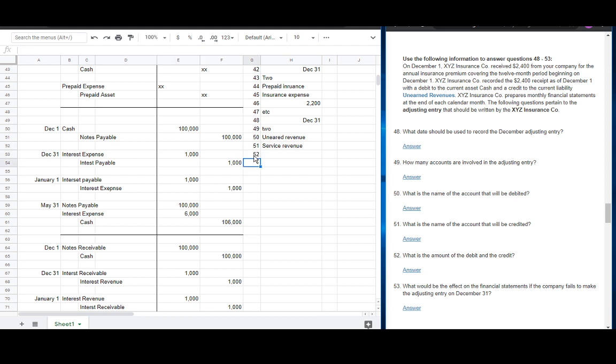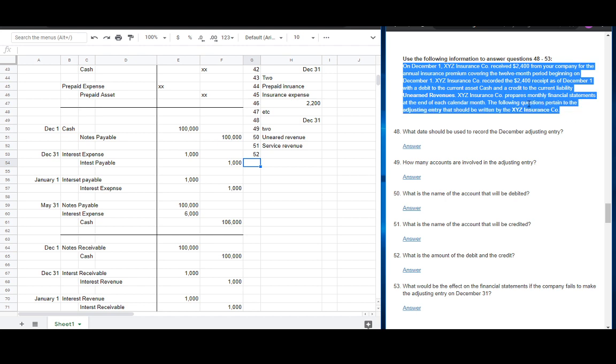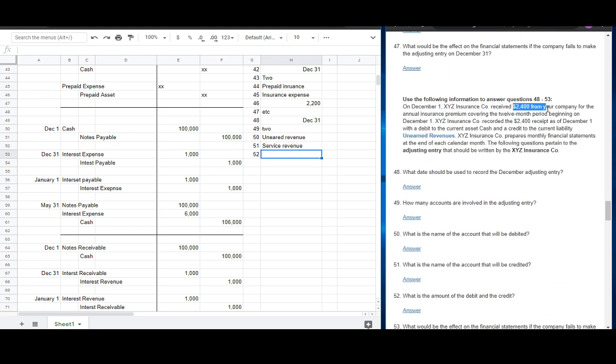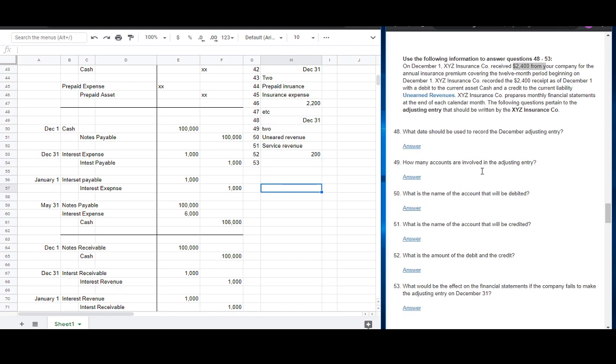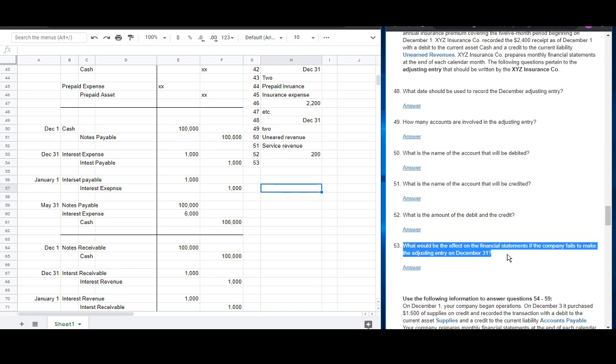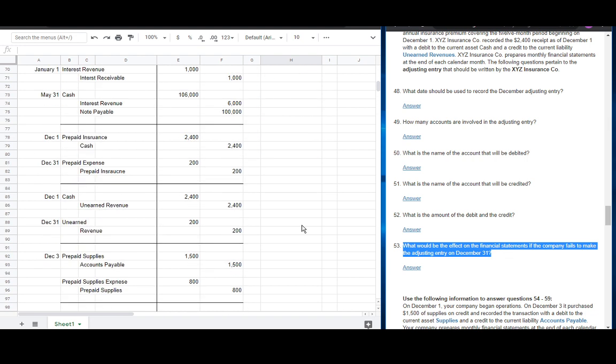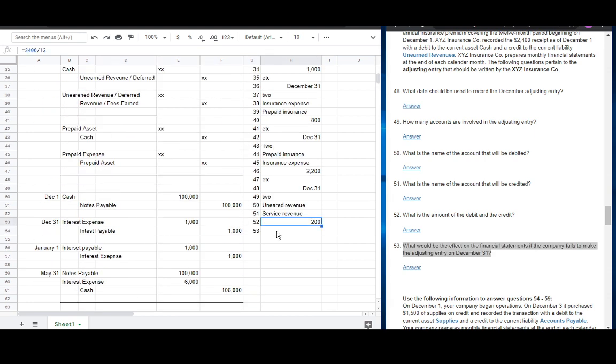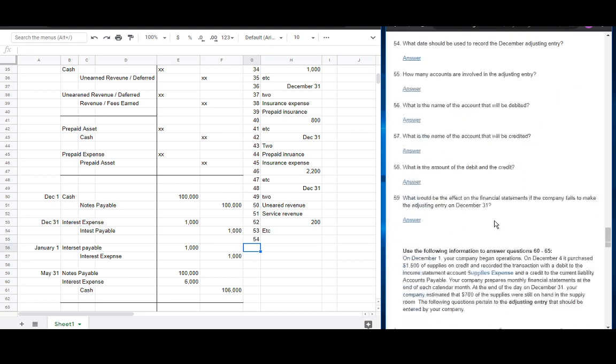And so number 52. From the flow of time we recognize the revenue. So what is the amount of debit and credit? We divide 2.4 by 12, 2.4 divided by 12 and we get 200. Number 53, what would be the effect on the financial statements if the company fails to do the adjusting entry? Then we fail to recognize the revenue, then we understate the net income.